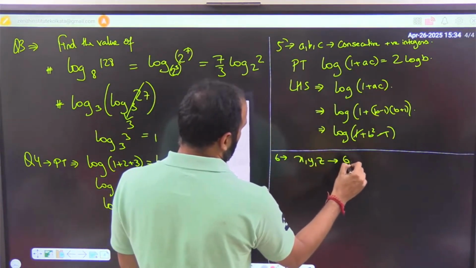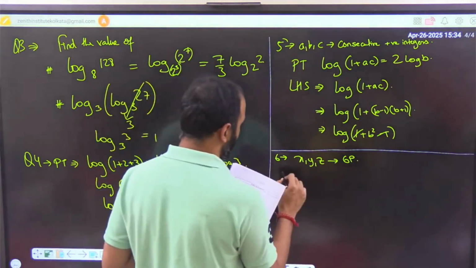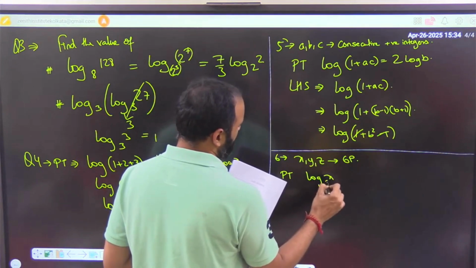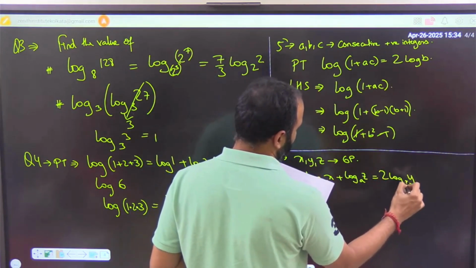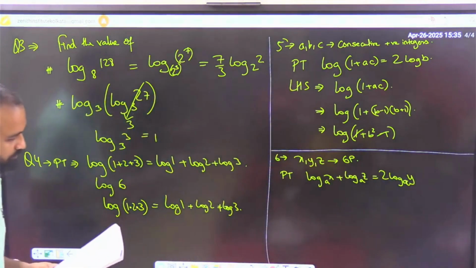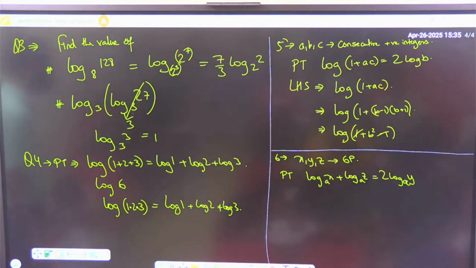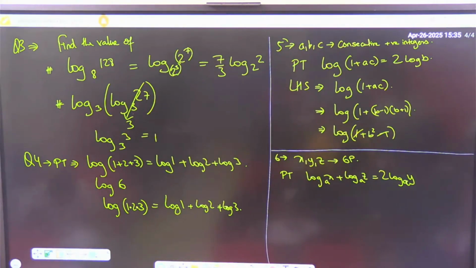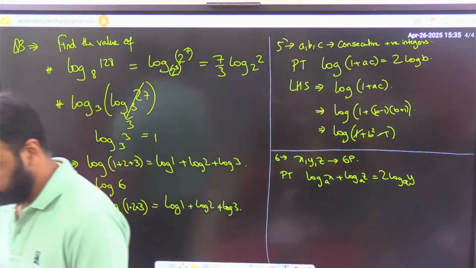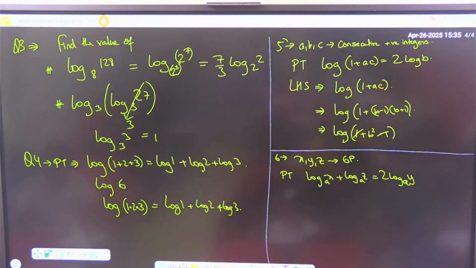If x, y, z are three numbers in GP, then prove that log x to the base a plus log z to the base a is twice of log y to the base a.